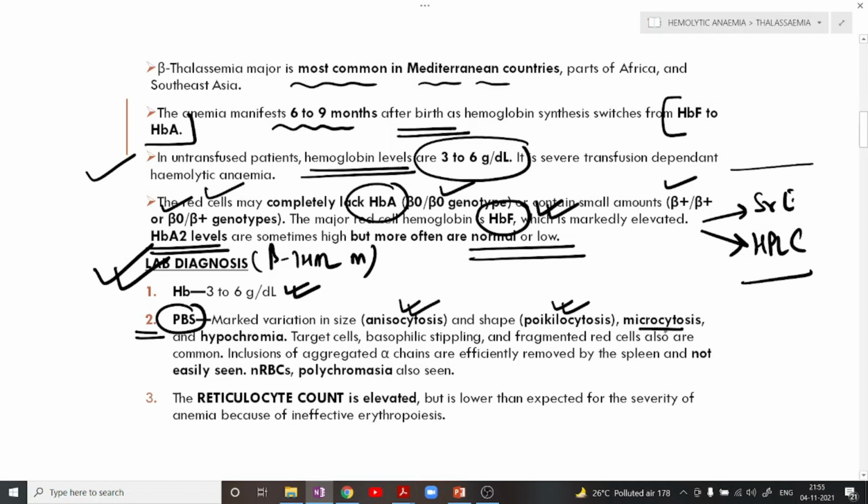Now the RBC size is very small. There is microcytosis. Along with that, there is hypochromia. In the background, we can see certain target cells, fragmented cells, basophilic stippling can be there, and more or less polychromasia as well as NRBCs can be seen as well.